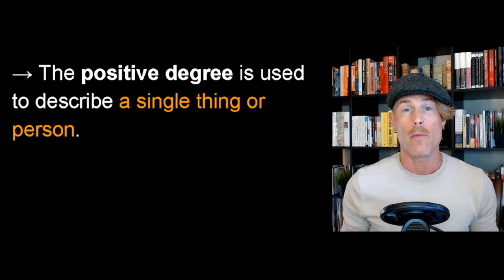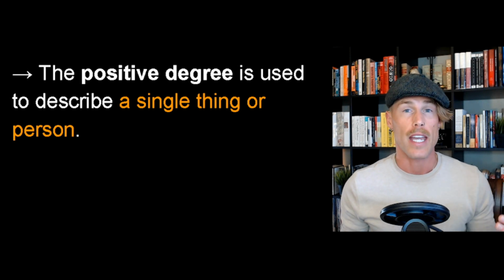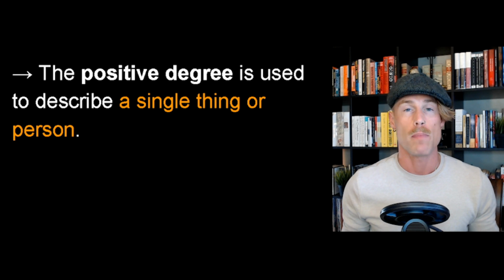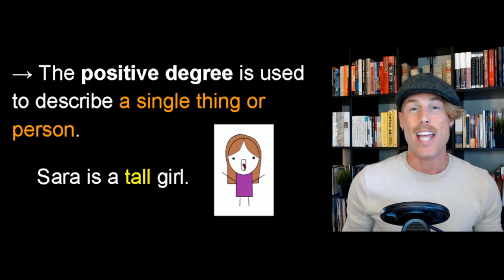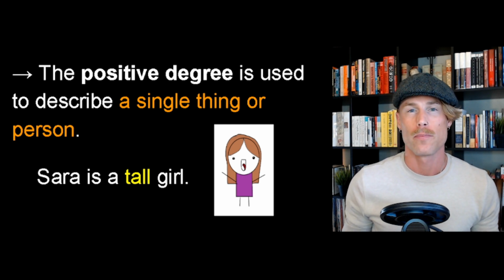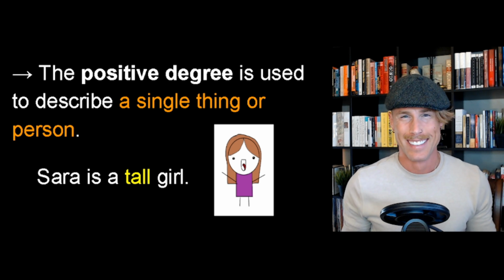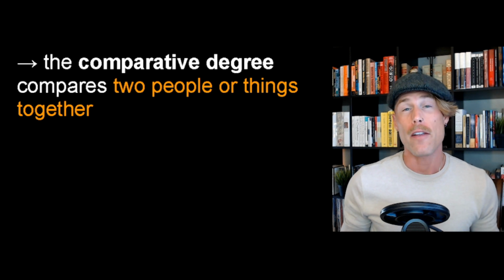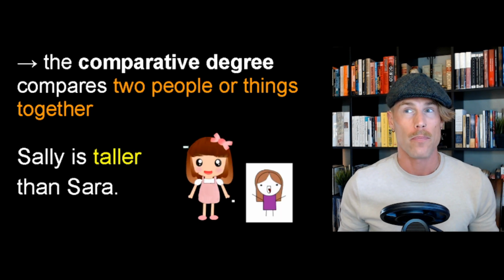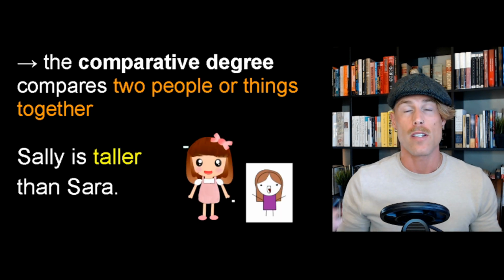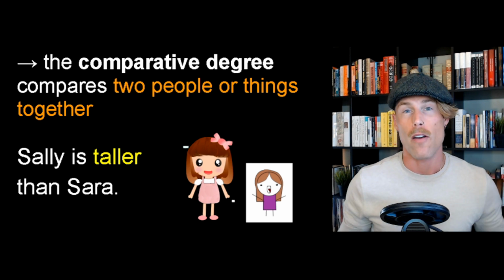Okay, let's talk about the positive degree first. The positive degree is used to describe a single thing or person. This means one thing or person. Sarah is a tall girl. She's also really beautiful. The comparative degree compares 2 people or things together. Sally is taller than Sarah.